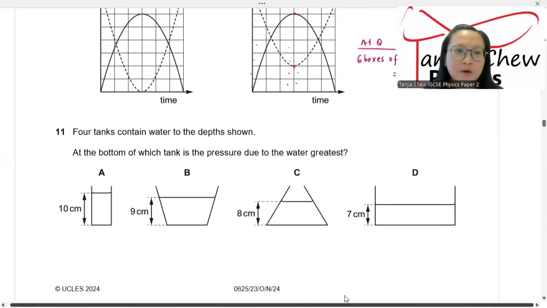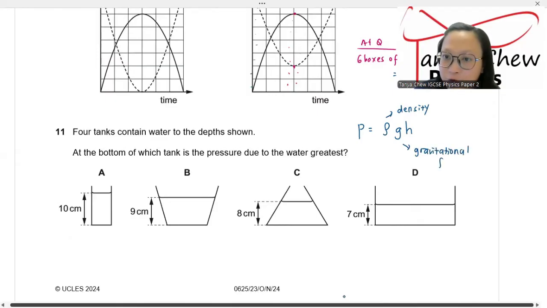Now, question number 11, 4 tanks contain water to the depths shown. At the bottom of which tank is the pressure due to the water greatest? So pressure due to the water, remember we use this equation P equal to rho GH, where rho represents density, G represents gravitational field strength. Gravitational, I write this down for you, field strength, and H represents the depth of the water.